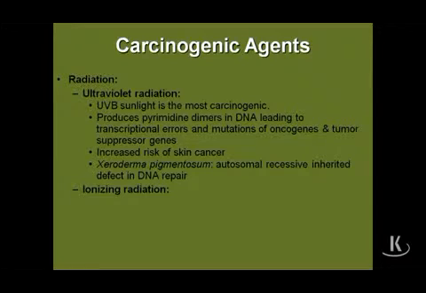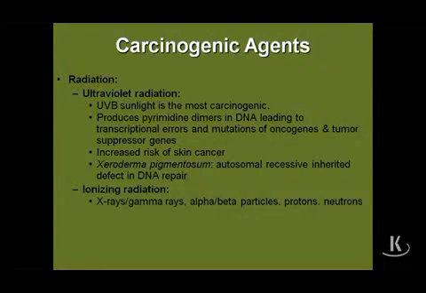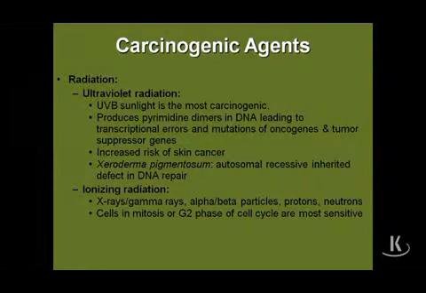Another important radiation is ionizing radiation. With ionizing radiation, we think of X-rays, gamma rays, alpha, beta particles, protons, and neutrons. What you're doing here is breaking chemical bonds and producing free radicals that can now interact with macromolecules and therefore cause mutational changes. The parts of the cell cycle that are exquisitely sensitive to ionizing radiation are S phase, G2, and mitosis.